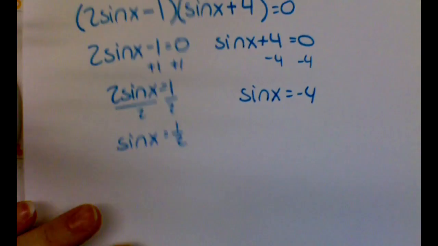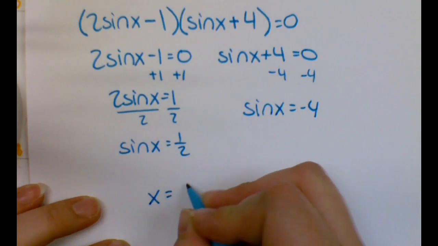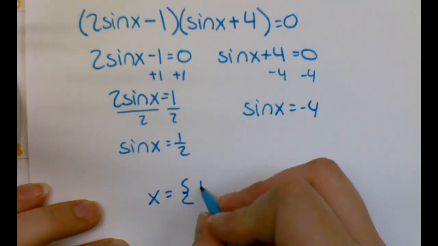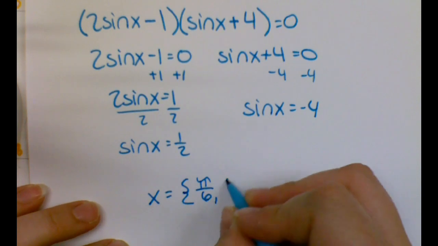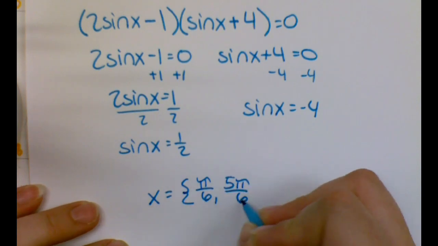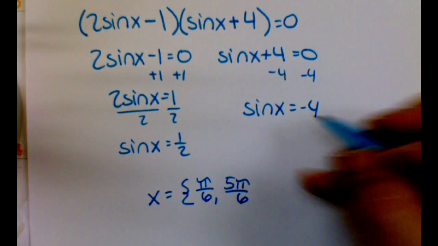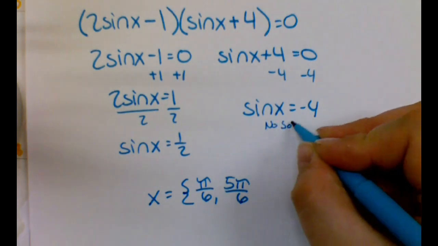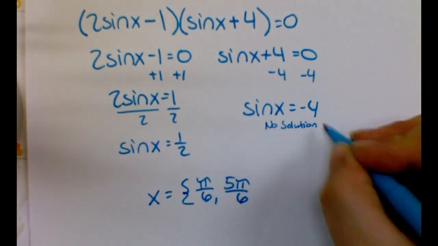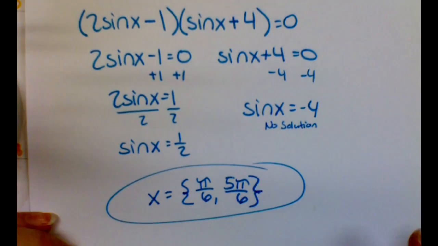So now I say, all right, on the interval 0 to 2 pi, where is the sine 1/2? Pi over 6, and 5 pi over 6. Where's the sine -4? Nowhere. That actually gives us no solution, so I can ignore it. And here's my answer.